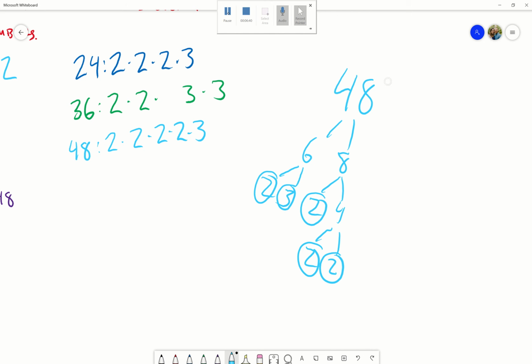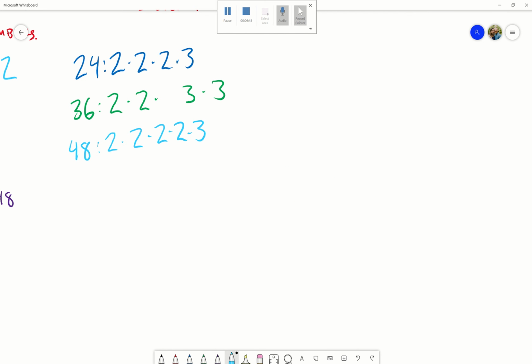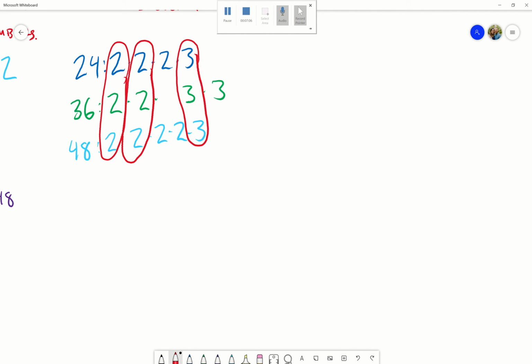Now, this lesson is called Greatest Common Factor. We're going to be looking for commonalities within these three prime factorizations. Well, we can see each of these prime factorizations has a 2 in it. Let's circle those. Each of these prime factorizations has another 2 in it. Let's circle those. Each of these prime factorizations has a 3 in it. Let's circle those. Now, is there anything else in common between these three prime factorizations?